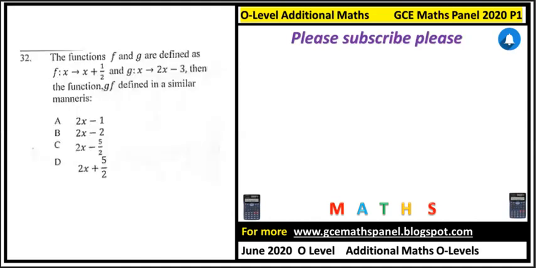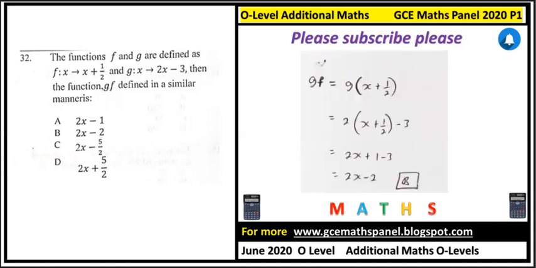32. The functions f and g are defined as f of x equals that and g of x equals that. Then define in a similar manner g of f. So g of f will be equal to g of x plus a half, and we know that g is 2x minus 3, so we replace that x by the f of x function, and when we simplify, that is what we have.